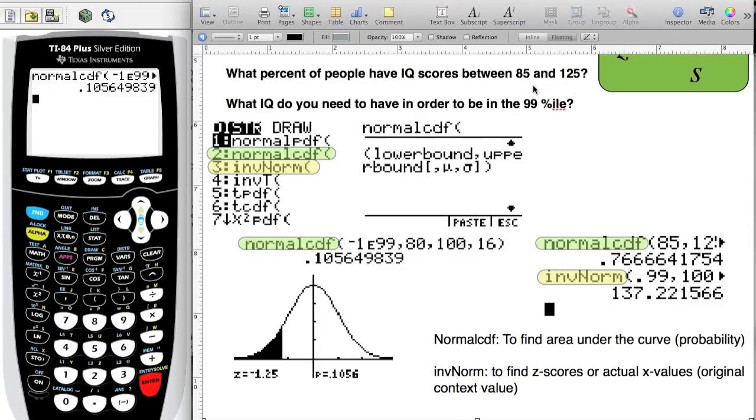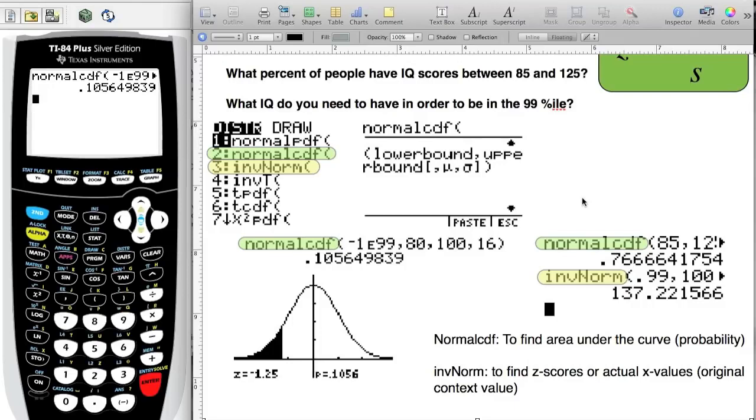Remember that we had upper and lower bounds. There's my lower, there's my upper. If I type that in again, you can see I've got that screenshot here, 85 to 125, and of course the mean and standard deviation stay the same. You can see that 76.67% of the area falls between that.